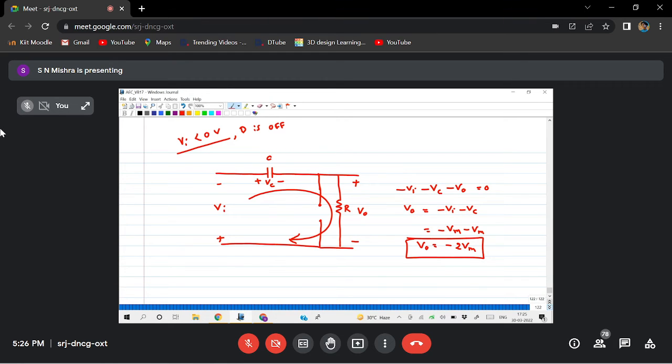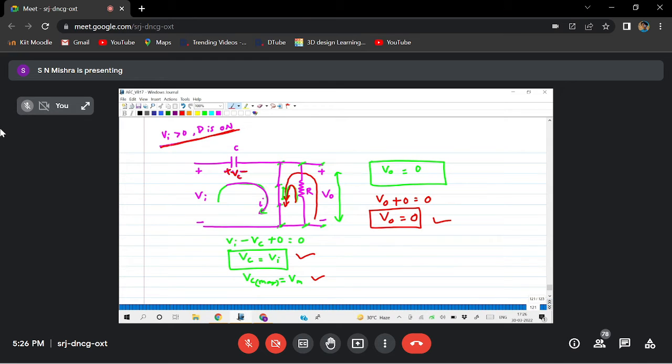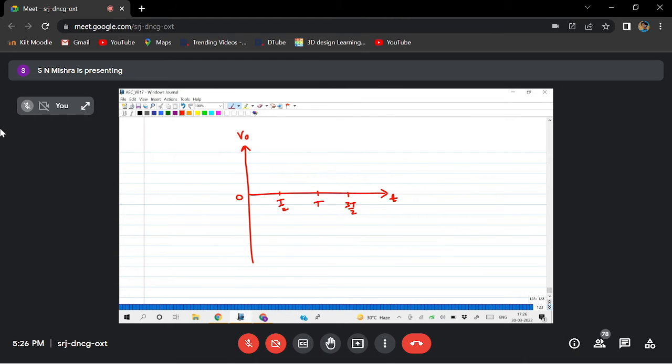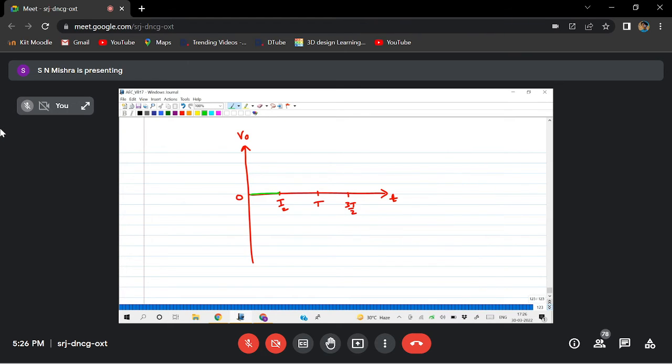Now we'll draw the output waveform. Drawing the output waveform, V naught versus T, with T by 2 marked. So what we have observed, when Vi is greater than 0, what is my output voltage? It is 0. Now for the negative half cycle, when Vi is less than 0, what is my output voltage? Minus 2 Vm. So this is your minus 2 Vm, again 0, again minus 2 Vm, like that it will continue.